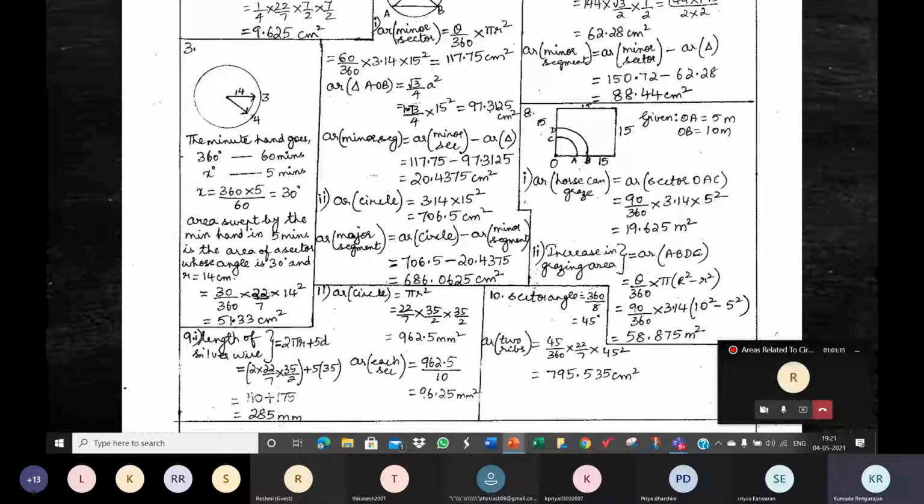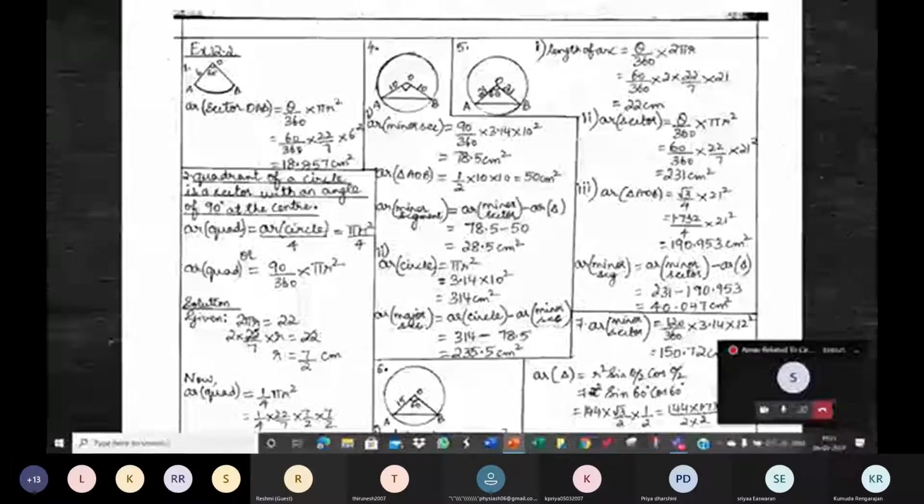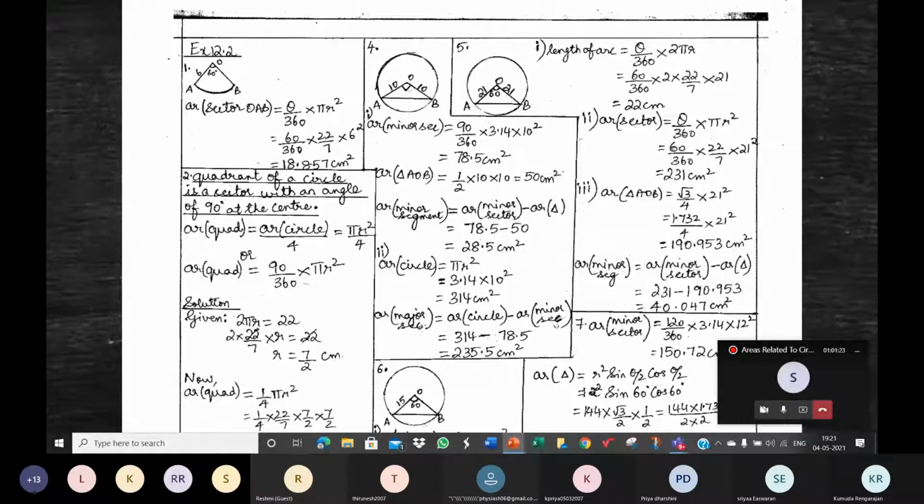So this is about the third one. Let's see the fourth one now. You can see the fourth answer here, children. I'm using my pointer to show. This is the fourth answer.